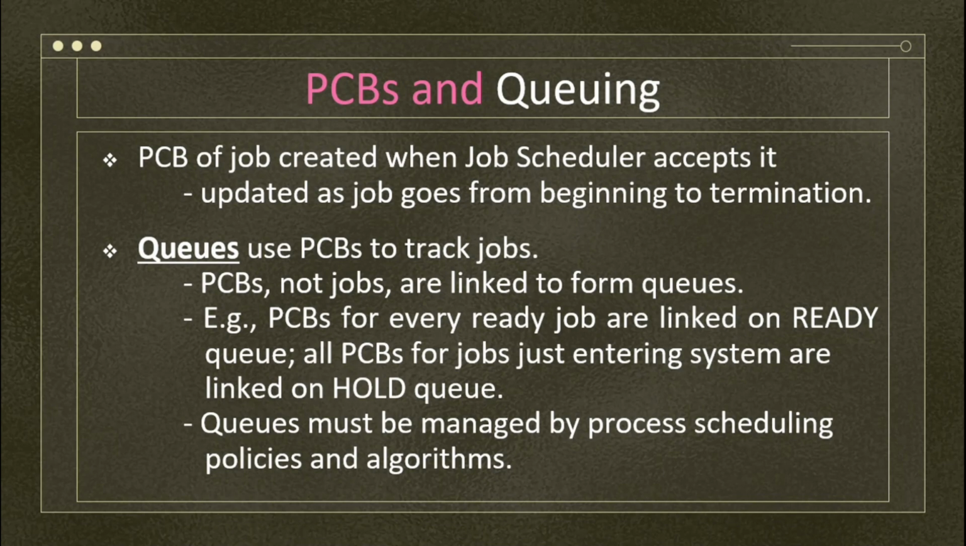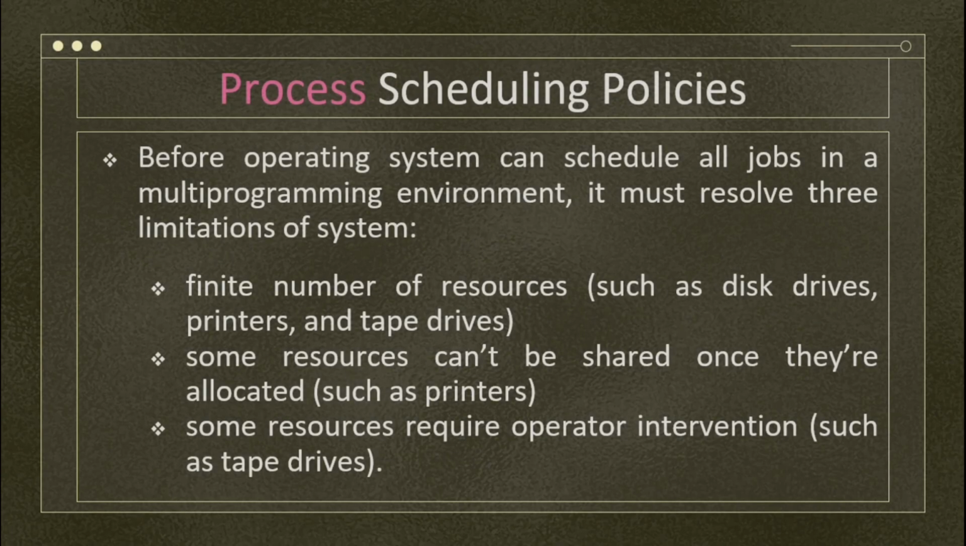The next is process scheduling policies. Process scheduling policies refer to the strategies and algorithms used by an operating system to determine the order in which processes are executed on a computer's CPU.